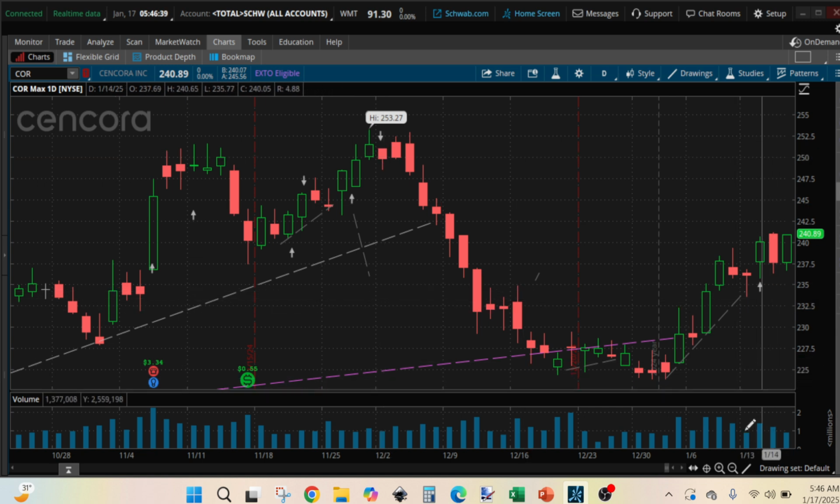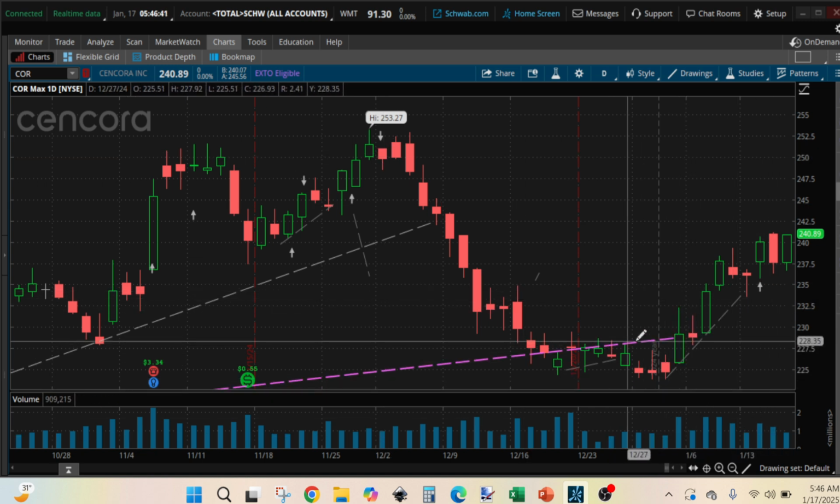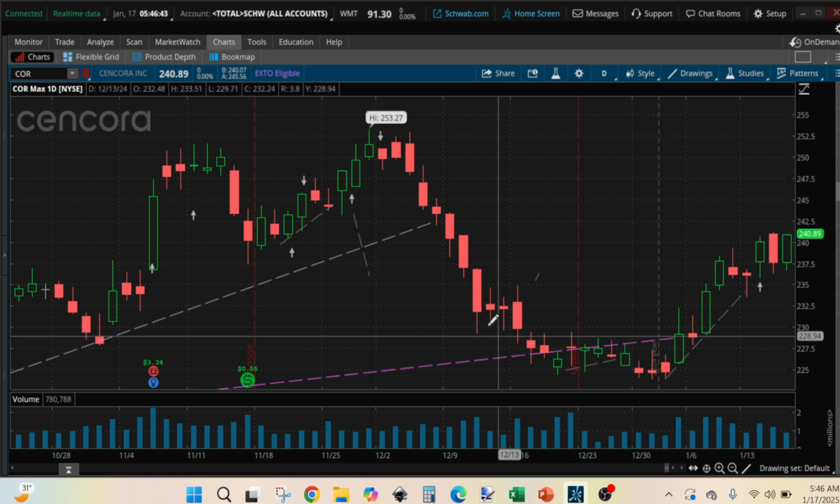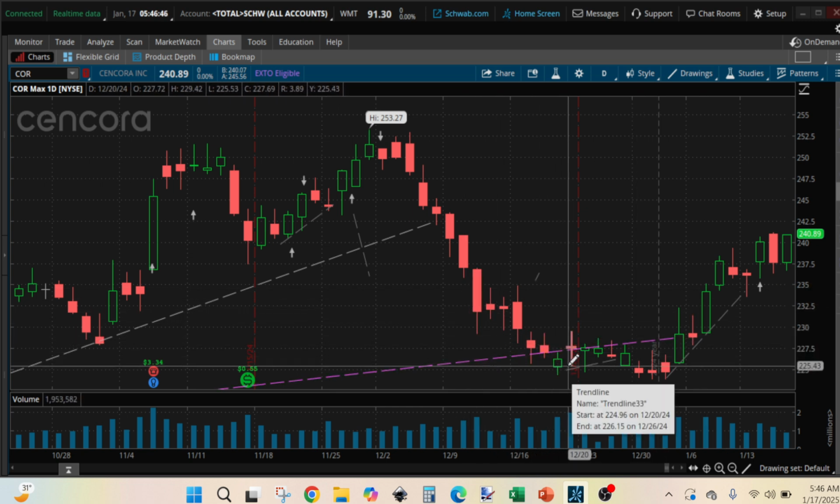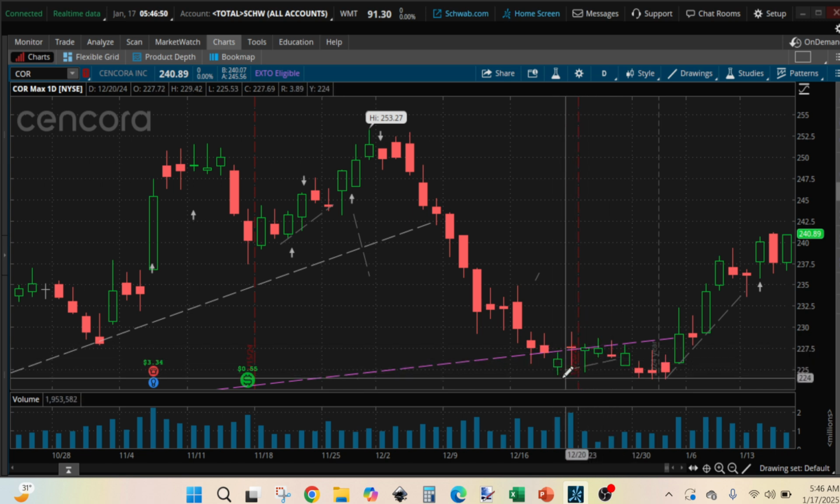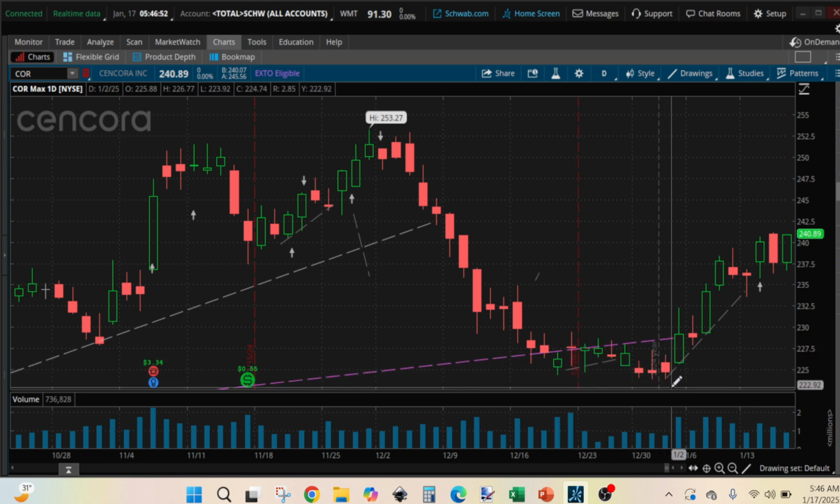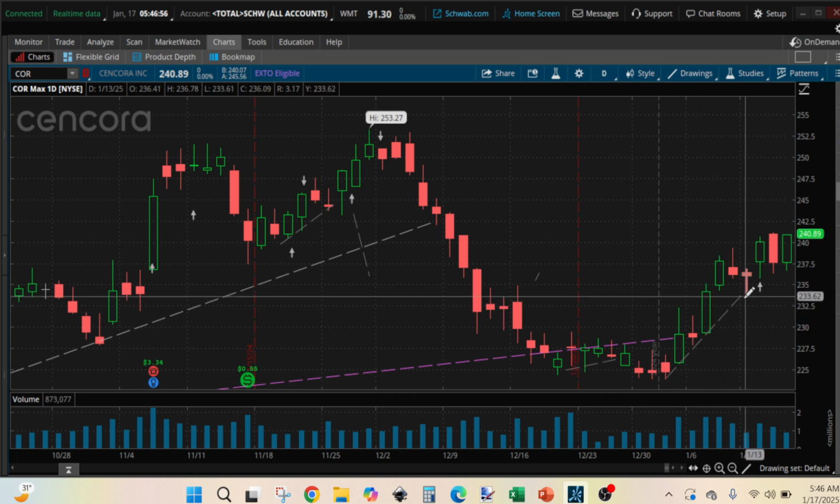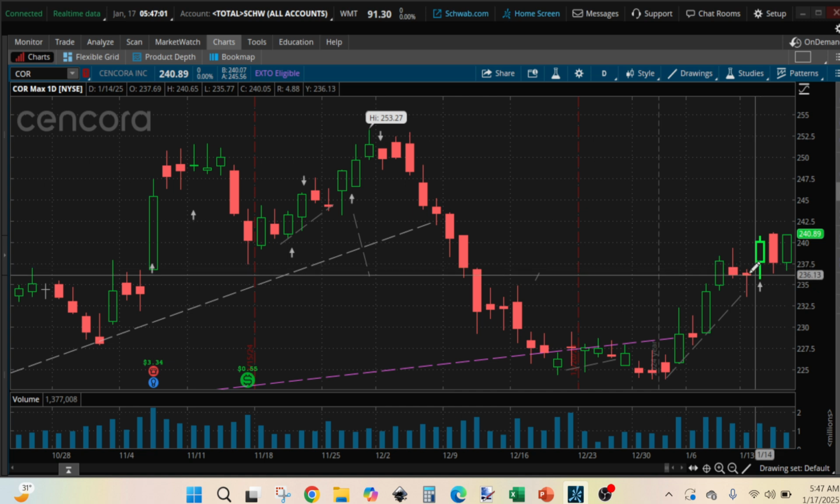Okay, so this one, COR, this is the trend line we like to buy at. It pulled back to the trend line. We just wait to see higher lows. It made it here, but then made a lower low, and we just kept waiting, and we saw higher lows.